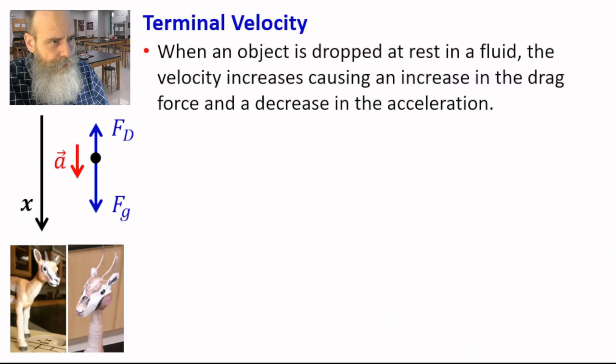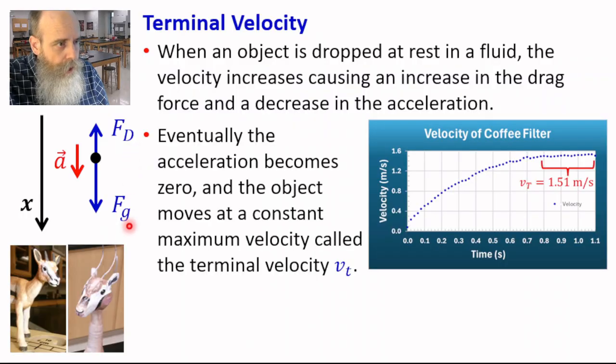Terminal velocity. When an object is dropped at rest in the fluid, the velocity increases, causing an increase in the drag force and a decrease in the acceleration. So we have the force of gravity down, the drag force up. The net force is Fg minus Fd. As velocity increases, Fd increases, causing the net force to decrease and the acceleration to decrease. Eventually, the drag force equals the force of gravity, and the acceleration is 0, because the net force is 0. When that happens, the object moves at constant velocity, and that maximum constant velocity is called the terminal velocity, Vt.